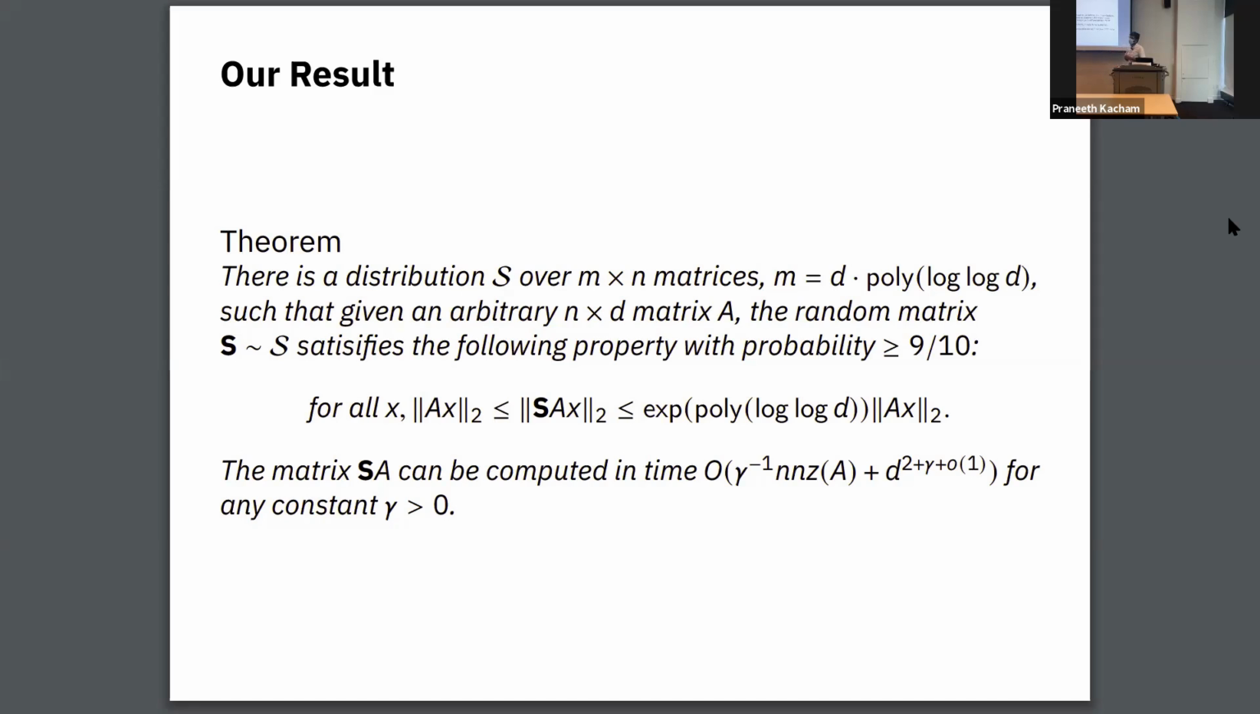Is it easy to check if a particular sample satisfies this? No. What we say is about a particular sample. Once you sample the matrix S, you can see the number of non-zero entries in that matrix S, and you can say that the particular sampled matrix S is sparse with a given probability, and then you can apply it fast to the matrix A.